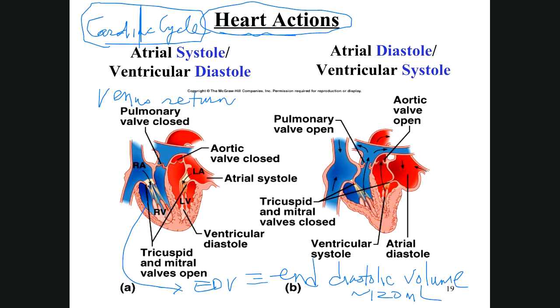Stroke volume is the volume of blood that leaves the heart per contraction. Let me write this down. Stroke volume is the amount of blood that leaves the heart per contraction.